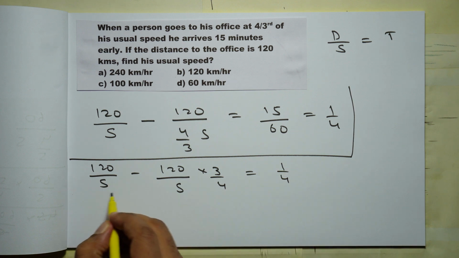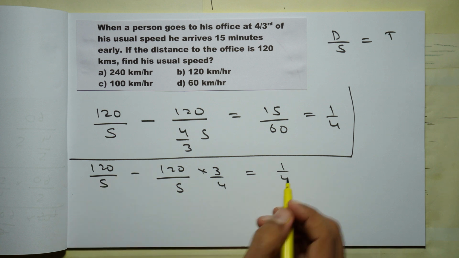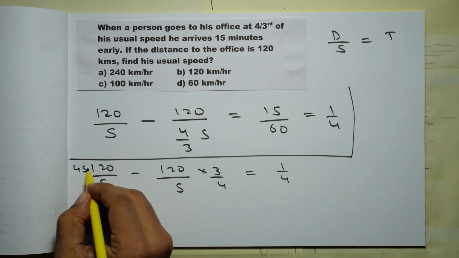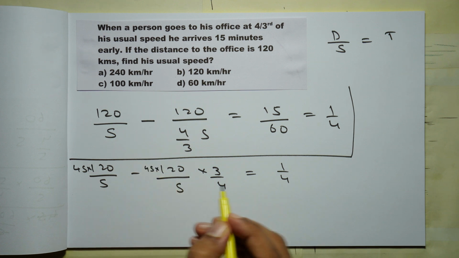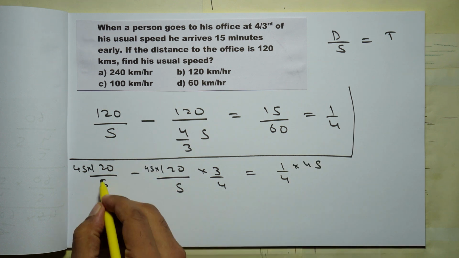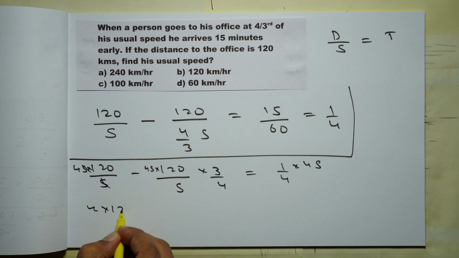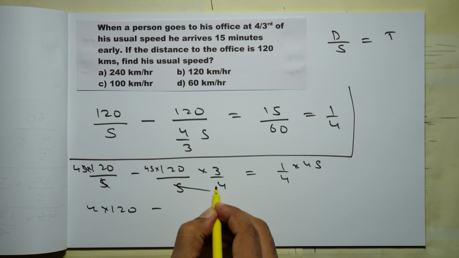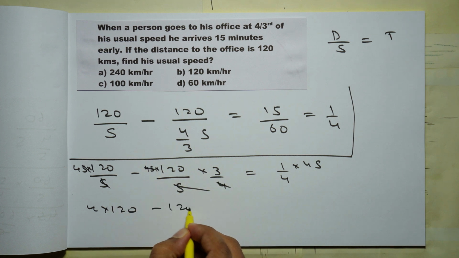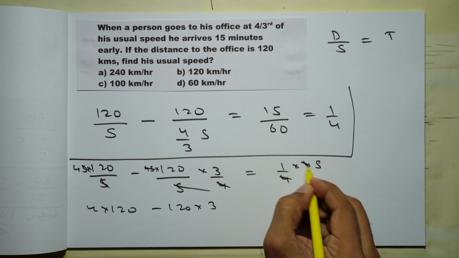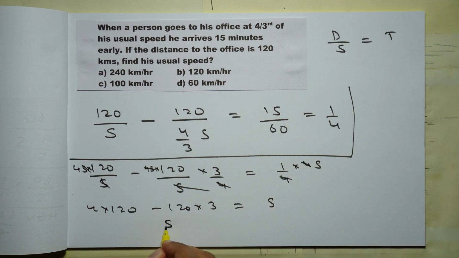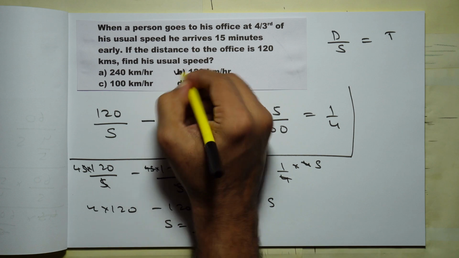Now I'll multiply throughout by 4s so that all the denominators will go off. So here I'll multiply by 4s. Here also 4s. Here also into 4s. Here s and s cancel out. So what we have is 4 into 120. Here 4s cancels out, so you will get it as 120 into 3. Here 4 and 4 cancel out. So what you get is s. So s is equal to 120 into 4 minus 120 into 3. So s is equal to 120 kilometers per hour. So what is his usual speed? That is, s is 120 kilometers per hour. Option B.